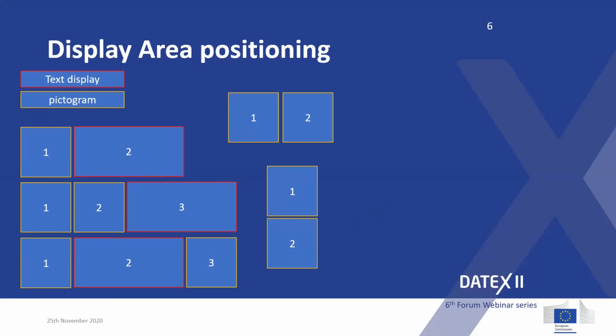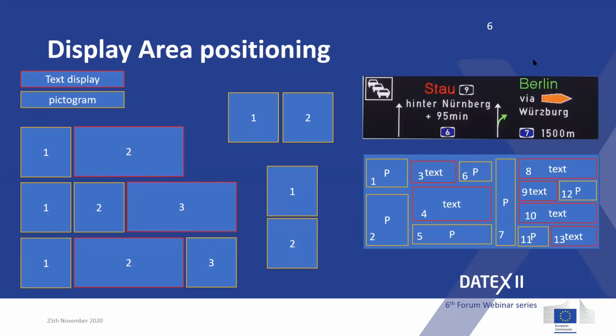Let's see how this can be applied in a more complex full matrix VMS. We take this example and we identify different areas managed with different textual or pictogrammic information. And these are all numbered left to right, and up to down. So 1, 2, 3, 4, 5, 6, 7, and so on. So this is a conventional assumption, but the information about the absolute position and the relative position among the different areas are managed in the data model. So anything is possible.